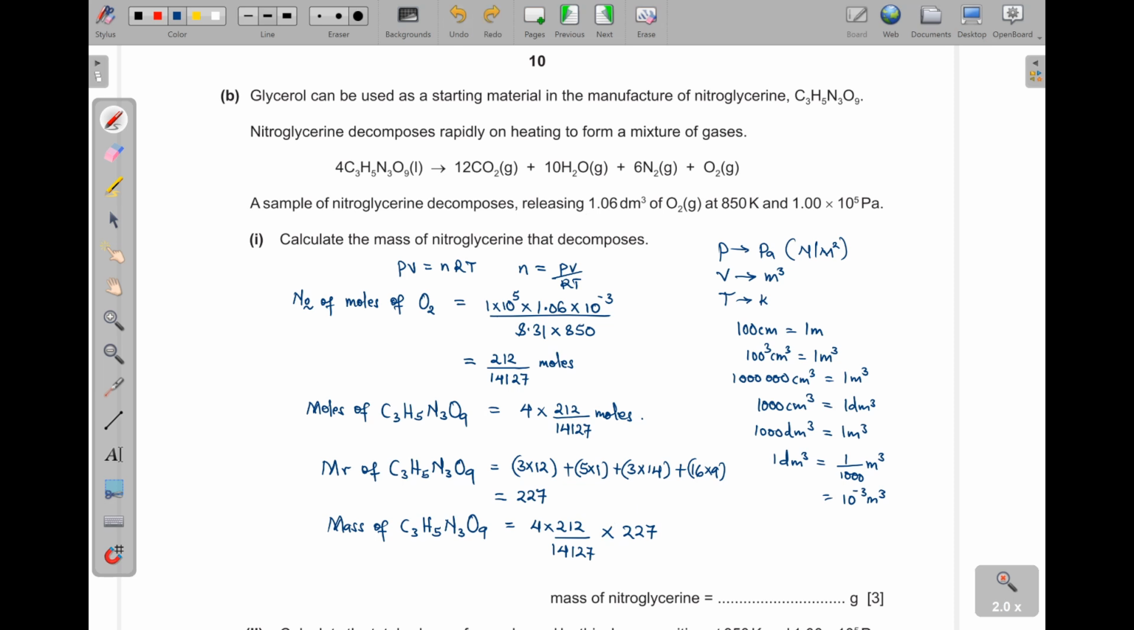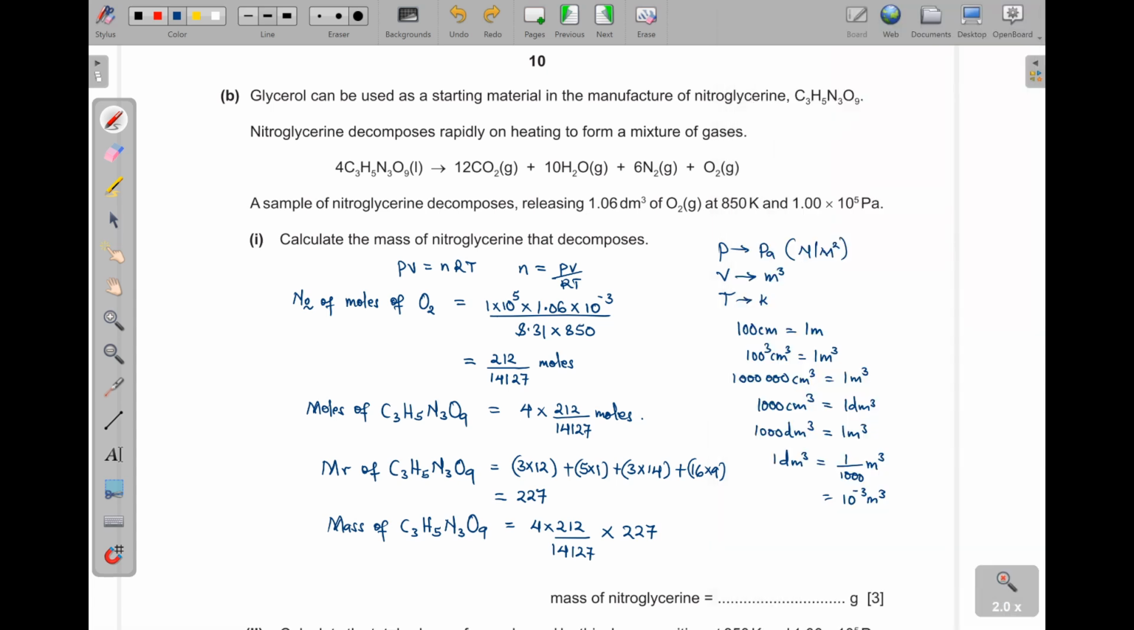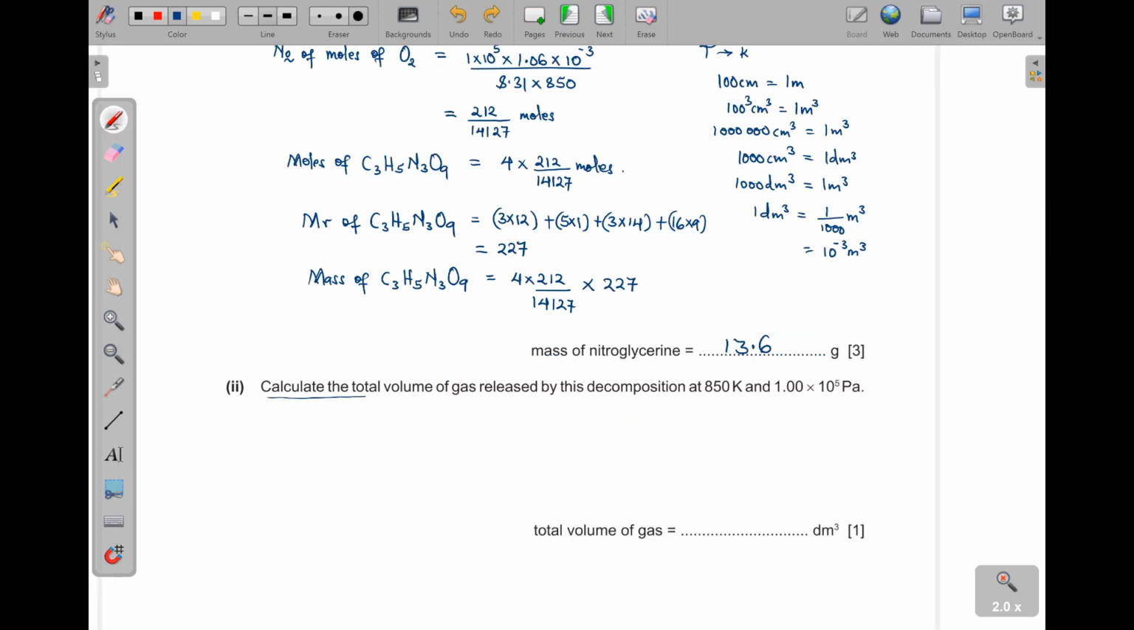So what do we get here? I'll multiply 4 times 212 out of 14127, and then to 3 significant figures, I'll write it as 13.6. Roman 2, calculate the total volume of gas released by this decomposition at 850 kelvins and 1 times 10 to the power of 5 pascals.